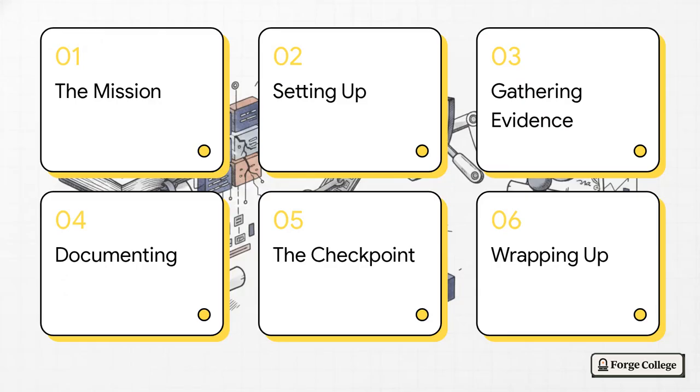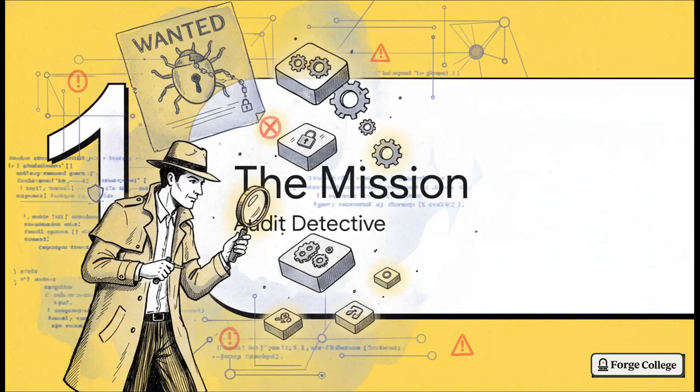So here's our investigative roadmap for this phase of the capstone. 1. The mission. 2. Setting up. 3. Gathering evidence. 4. Documenting. 5. The checkpoint. And 6. Wrapping up. All right, part 1, the audit detective's mission.